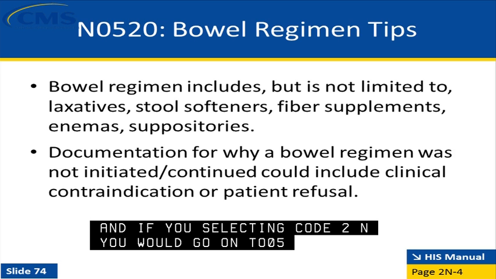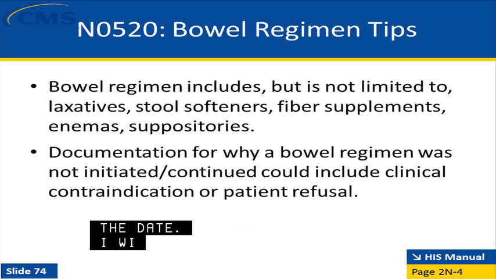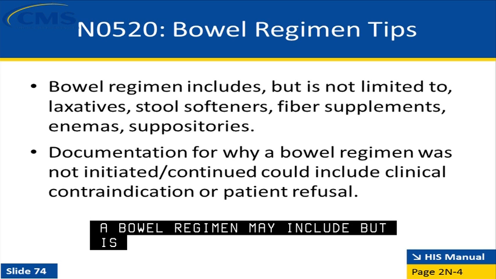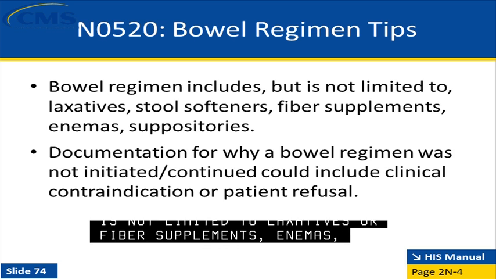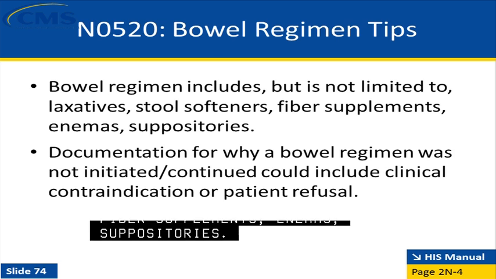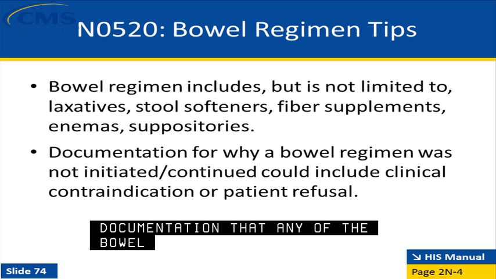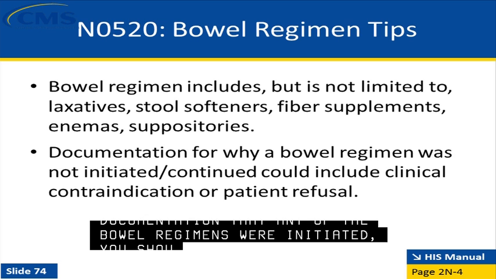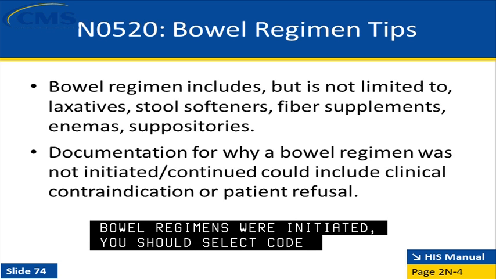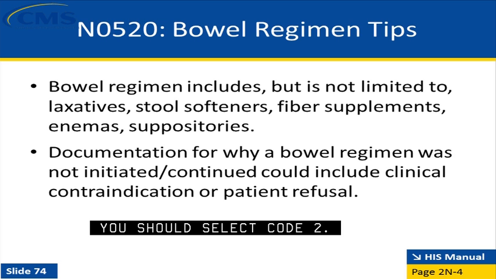So I'm going to give some tips here and definitions. A bowel regimen may include, but is not limited to, laxatives or stool softeners, high-fiber supplements, enemas, suppositories. And if you find orders or other documentation that any of the above bowel regimens were initiated, you should select a code 2 for N0520A. Orders may be for regularly scheduled or for PRN use of the bowel regimen.